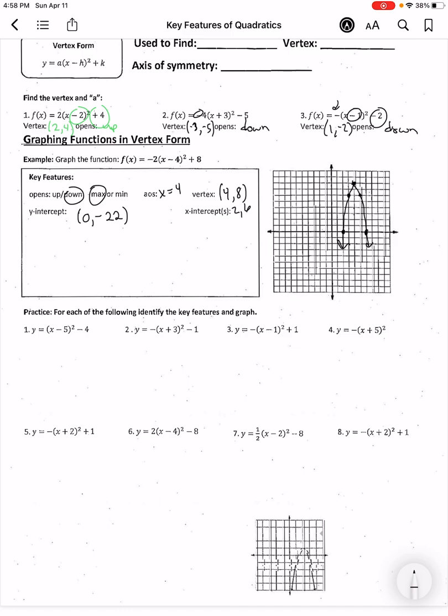All right, what we've done is we've left 8 of them for you to identify some of the key features. Again, you don't have to identify all of them, but it's really important that you identify whether the graph opens up or down and that you can find the vertex when it's in vertex form. And again, remember, if that number in front of the parentheses is more than 1, we have a vertical stretch. And if that number in front of parentheses is less than 1, we have a horizontal stretch or a compression where that graph gets wider.